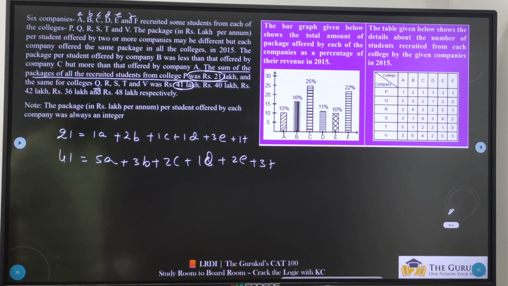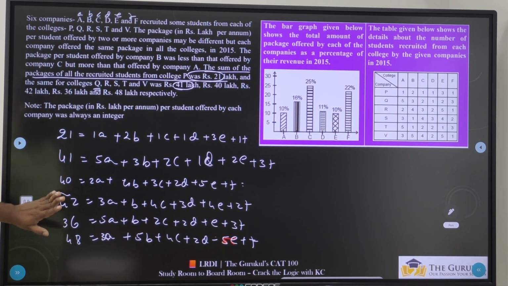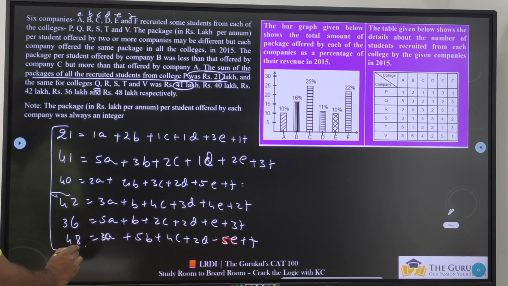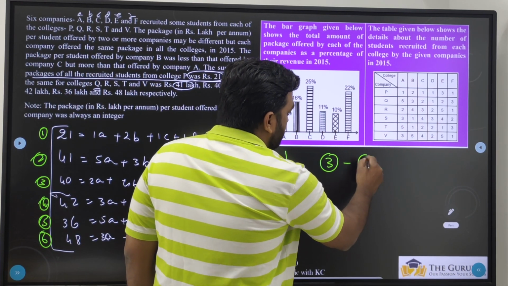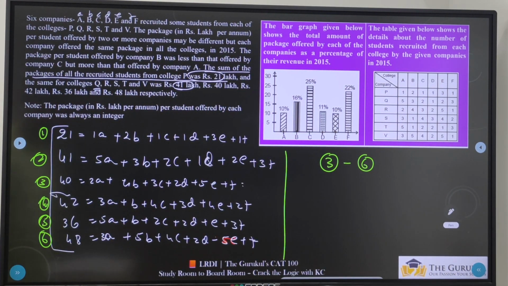Quickly write down. So these are the equations we have. 1, 2, 3, 4, 5, 6. 6 different equations. Equation 1, 2, 3, 4, 5 and 6. Hope everyone got the equations. Perfect. Now if you do equation 3 minus equation 6. Equation 3 minus equation 6. What do I get? Observe carefully equation 3 and equation 6.